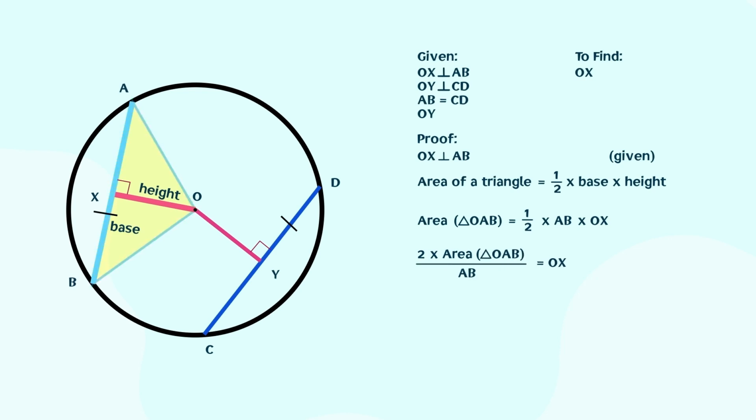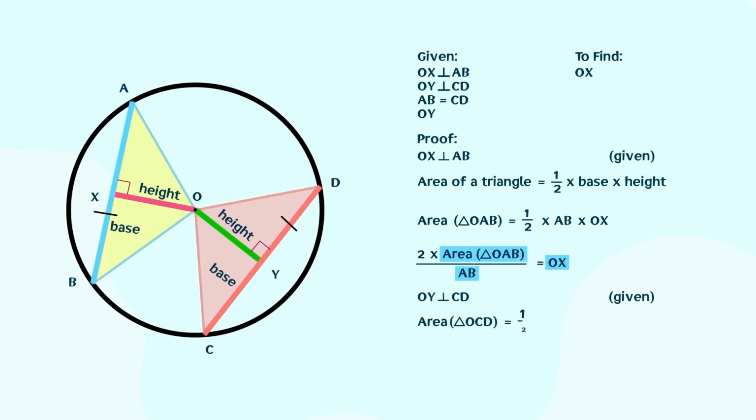This means that in order to find out the length of OX, we must first find the area of triangle OAB as well as the length of its base AB. To do this, let's focus on a similar line segment OY, which we know to be perpendicular to chord CD. Here again, we can imagine OY to be the height of triangle OCD, where CD acts as the base. This means that the area of triangle OCD is equal to half times CD into OY.